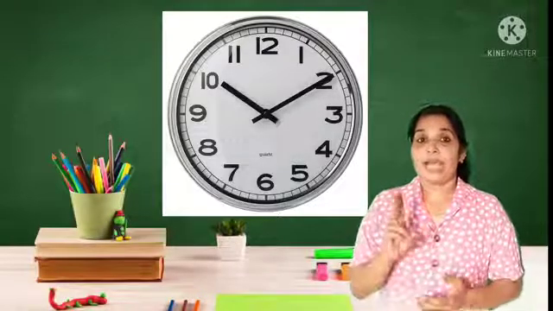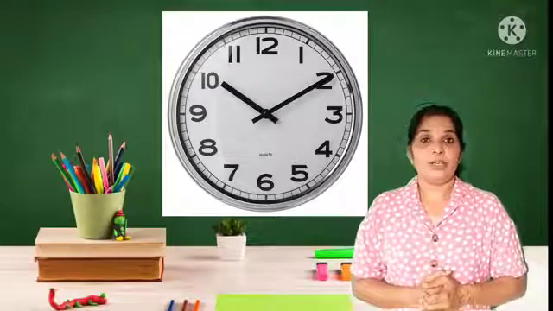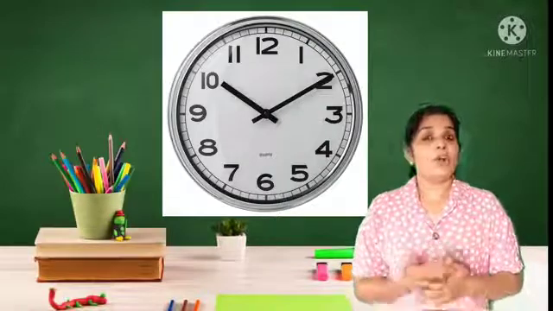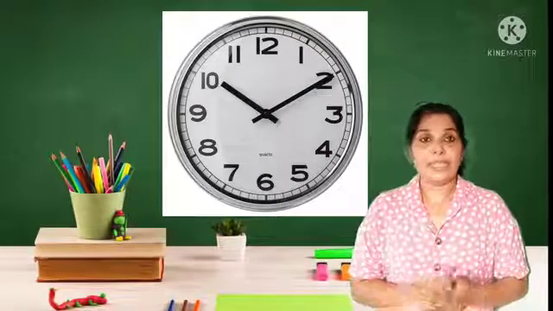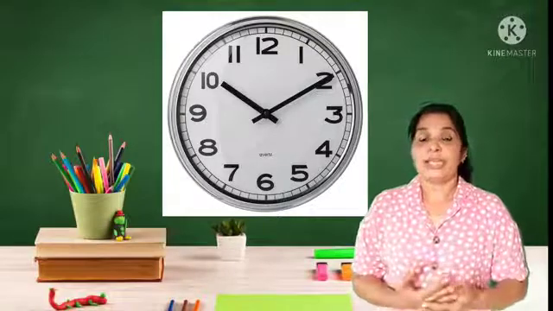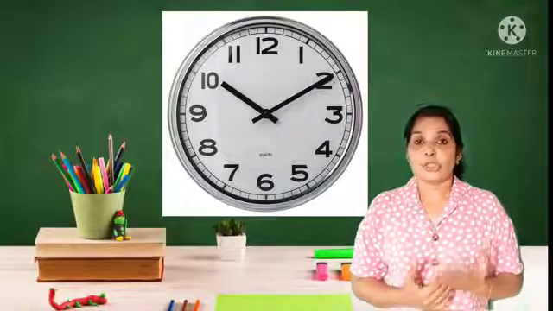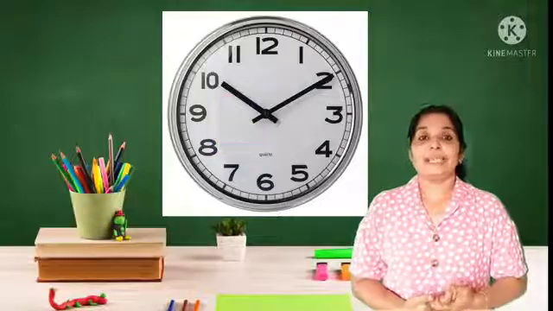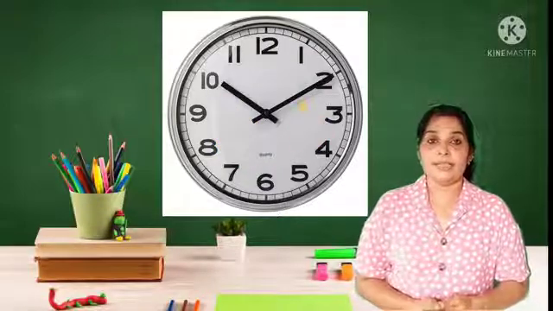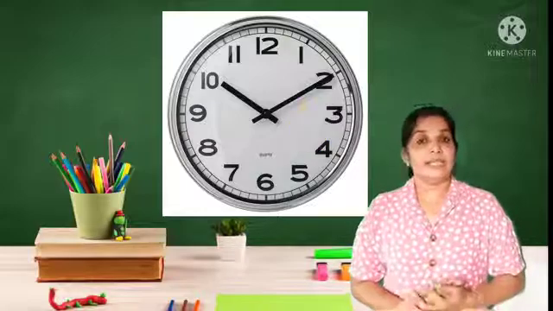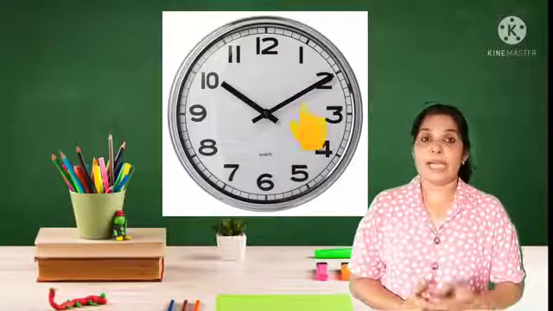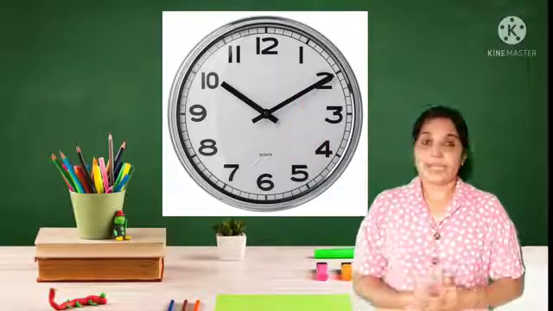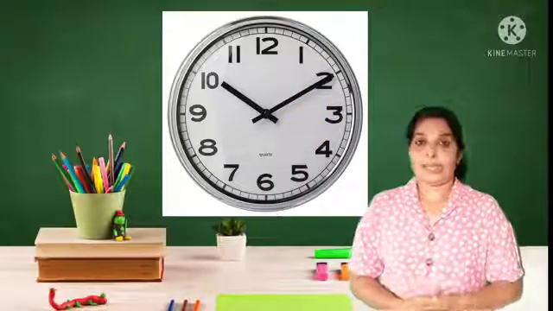There are two hands. Can you all see two hands? One is short and one is long. A clock has two hands, a short hand and a long hand. The short hand is known as the hour hand, and the long hand is known as the minute hand. Short hand, hour hand. Long hand, minute hand. Now I will show you the time.